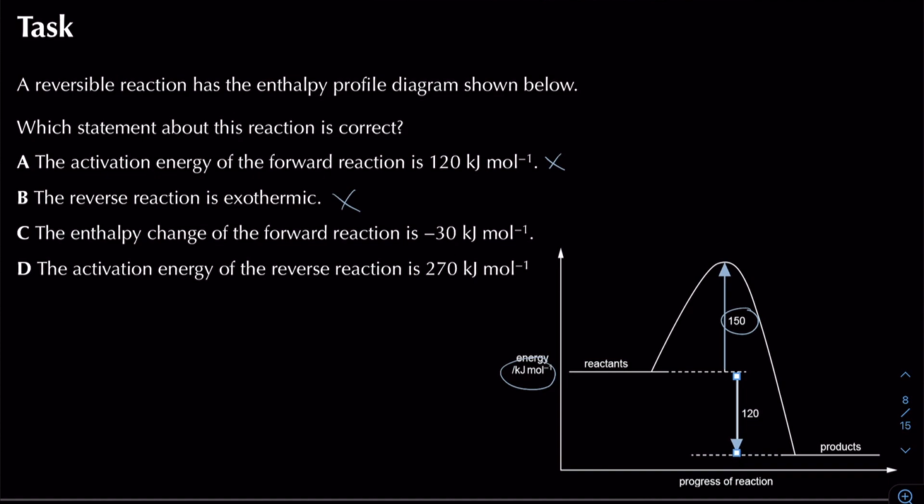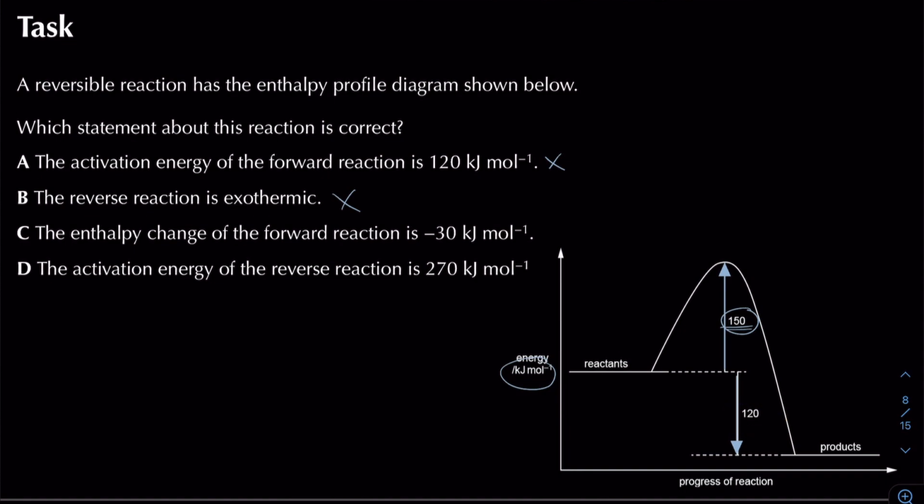What about the next one then? If I were to look at the next one, the enthalpy change of the forward reaction is minus 30 kilojoules per mole. Well, if I look at the forward reaction itself, I can see that I've got 150 kilojoules per mole for my activation energy, which is going to be the distance, again, as I mentioned, between there and there. But then if I look at the distance between reactants to products, that's going to be my enthalpy change. So that's going to be 120. And it's saying that the enthalpy change of the forward reaction is going to be minus 30 kilojoules per mole. That's going to be false. It's actually going to be 120.